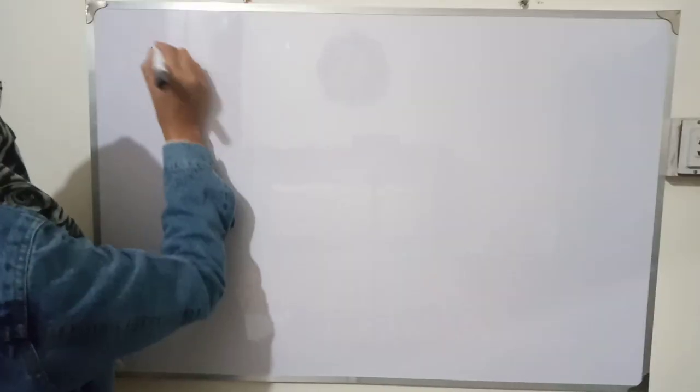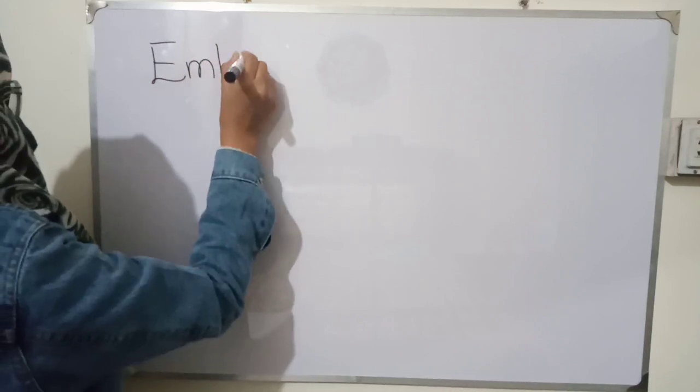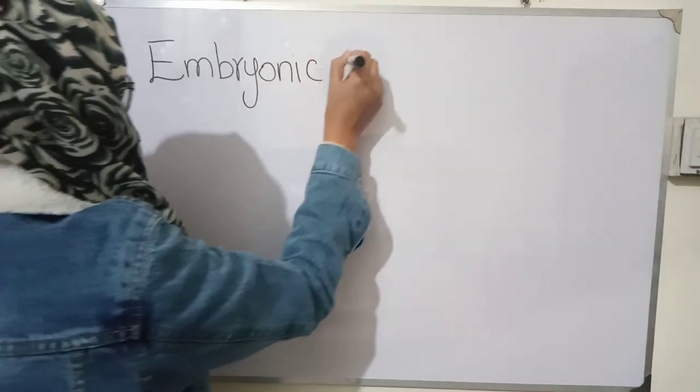Today the topic of our discussion is embryonic organs in plants, which are the cotyledons, radicle, plumule, hypocotyl and epicotyl. Epicotyl first and then hypocotyl. So in this video we are going to discuss all these embryonic organs.